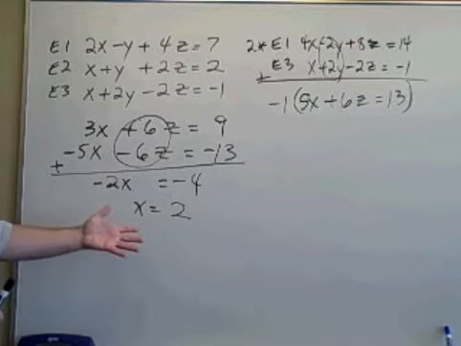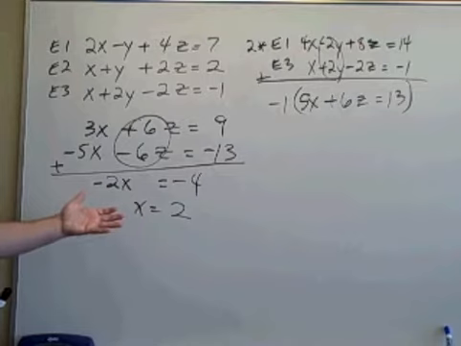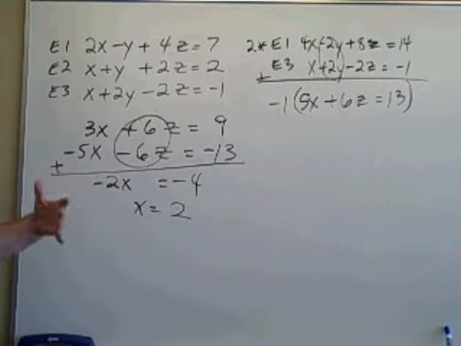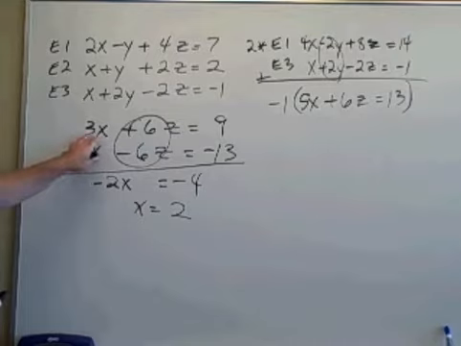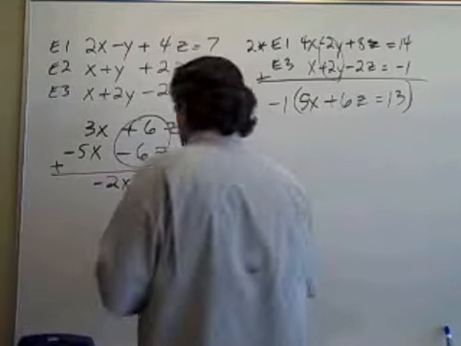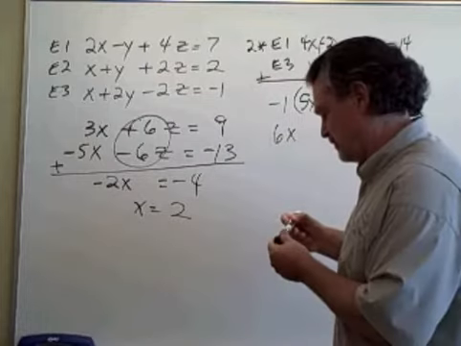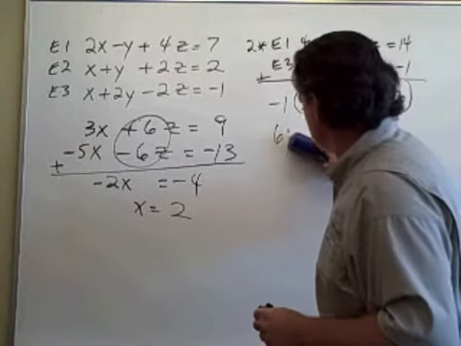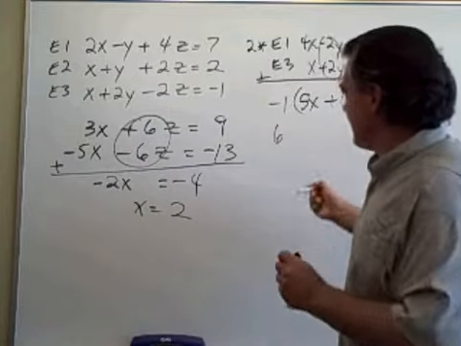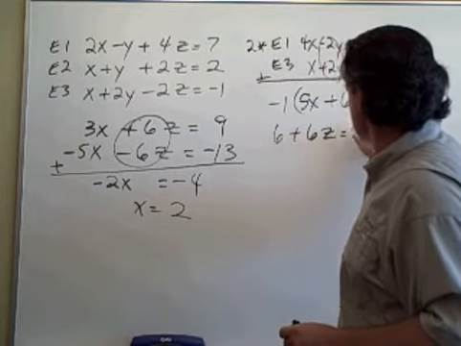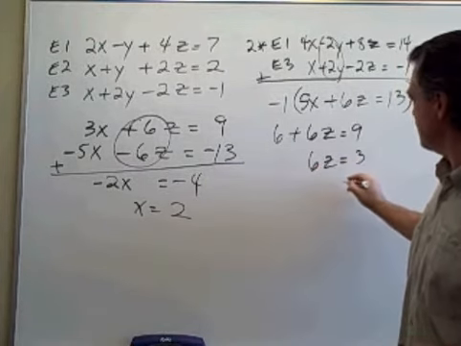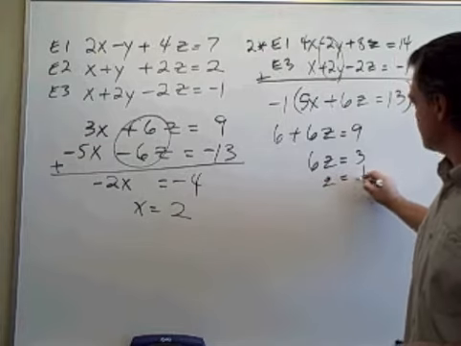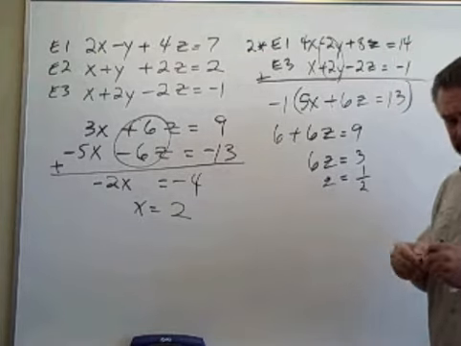So let's take our x value, and let's put that x value into one of those equations that just has x and z. How about if we put it into this equation where we have 3x plus 6z equals 9. 2 put in place of x, 2 times 3 is 6. 6 plus 6z equals 9. Subtracting 6 from both sides, 6z equals 3. Oh, so z equals a fraction, 1/2.